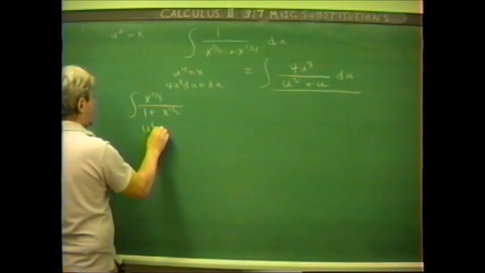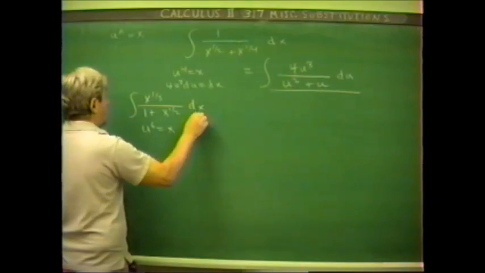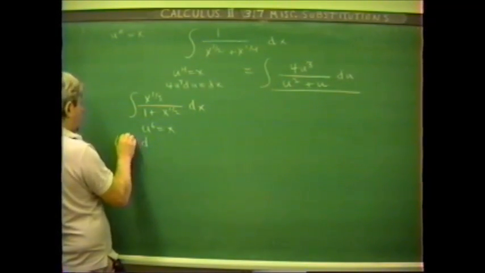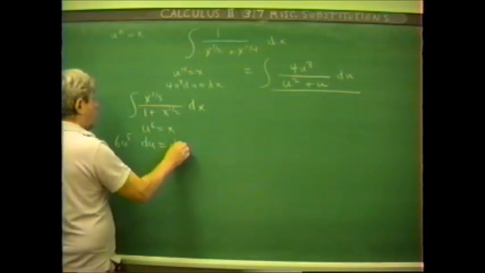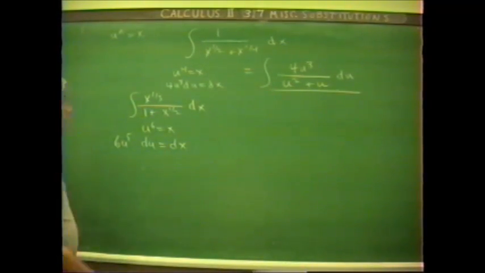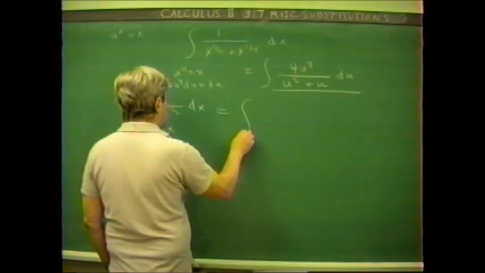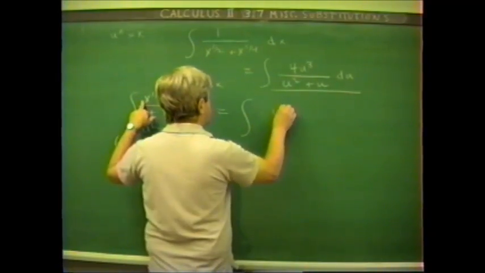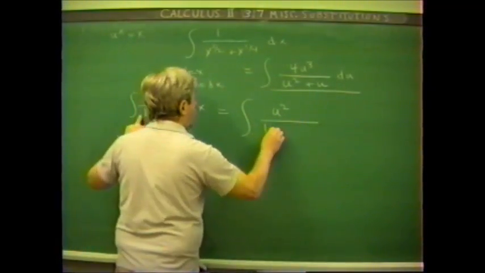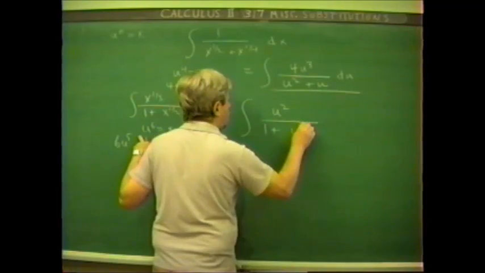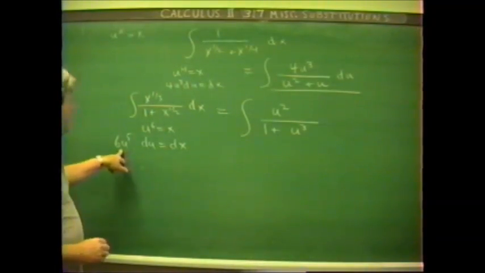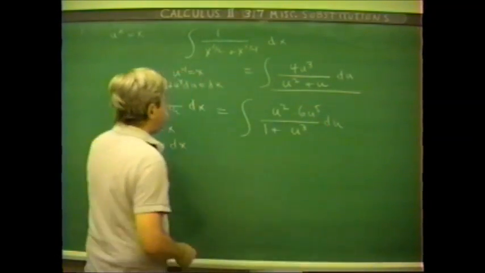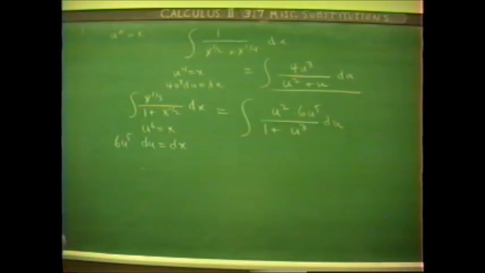Let u to the 6th equal x. Then 6u to the 5th du will be dx. And this will become equal to: u to the 6th is x, so x to the 1/3 is u squared, over 1 plus u cubed. And dx now is 6u to the 5th du. And again, you've clearly reduced it to a partial fractions problem.